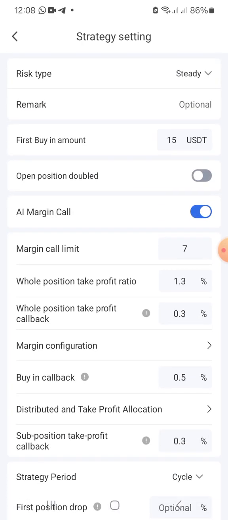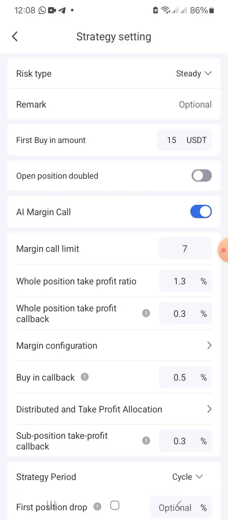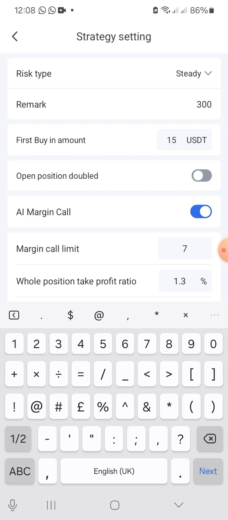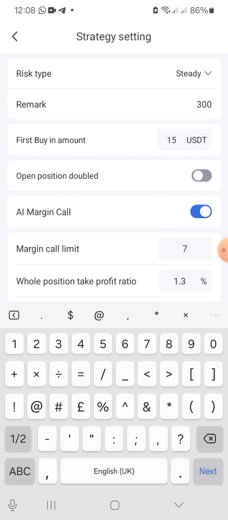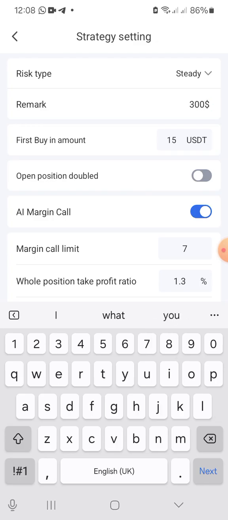Then I'm going to give our setting a name. If you are using iPhone, you will find conservative here. You switch to steady. Then I'm going to give it a name, which is $300 strategy. This is specifically for someone who has $300, but you can borrow the idea if you have less. This is $300 strategy.